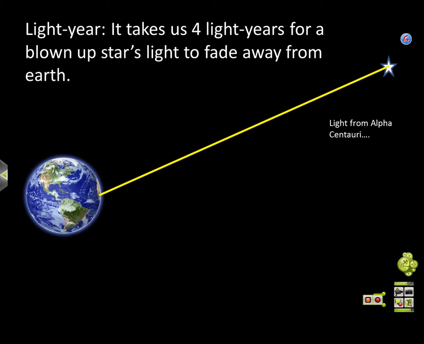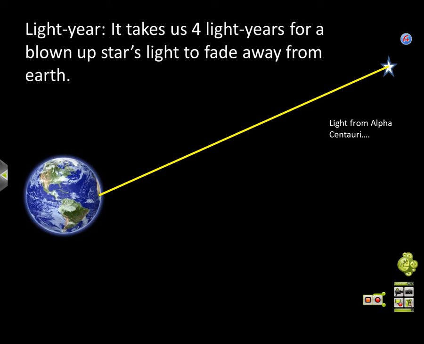Light year. The closest star to our sun, our solar system, is 4 light years away. That means the light from that star left 4 years ago when you see it. By the time it reaches your eye, it left 4 years ago. So every time you look at a star or anything in the sky, it took time for that light to get to you.